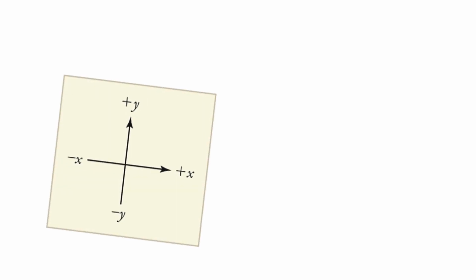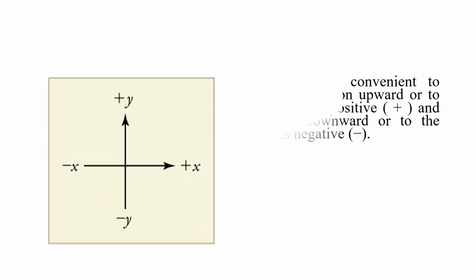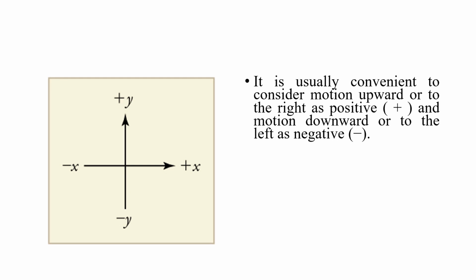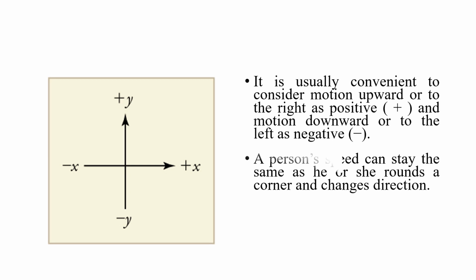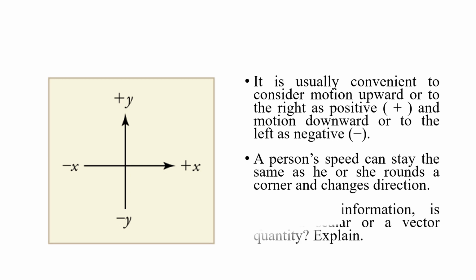It is usually convenient to consider motion upward or to the right as positive, plus, and motion downward or to the left as negative. A person's speed can stay the same as he or she rounds a corner and changes direction. Given this information, is speed a scalar or a vector quantity? Explain.